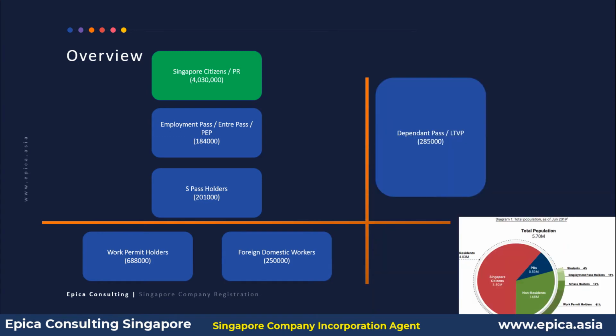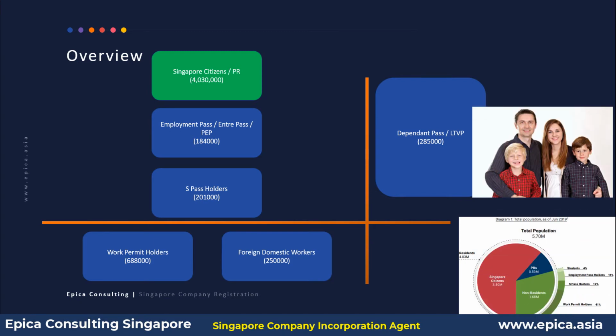business. The next visa type, which I am showing on the right hand side, is called Dependent Pass or LTVP. LTVP stands for Long Term Visit Pass, and their number is 285,000. These are the people who are normally dependent on employment pass, entry pass or PEP holder, and if they are dependent on Singapore citizen or PR, instead of dependent pass they will get LTVP. This pass is reserved for the spouse and the kids of the Singapore citizen, PR or the employment pass holder.